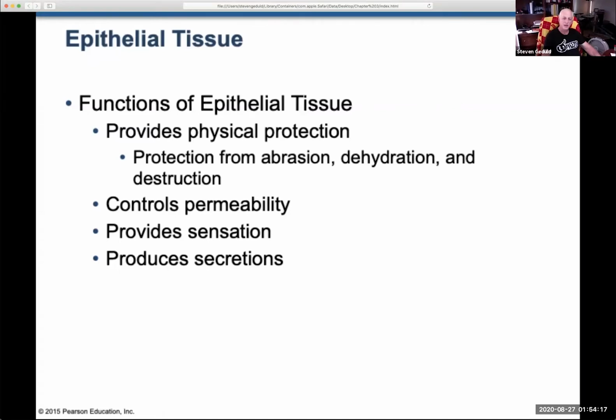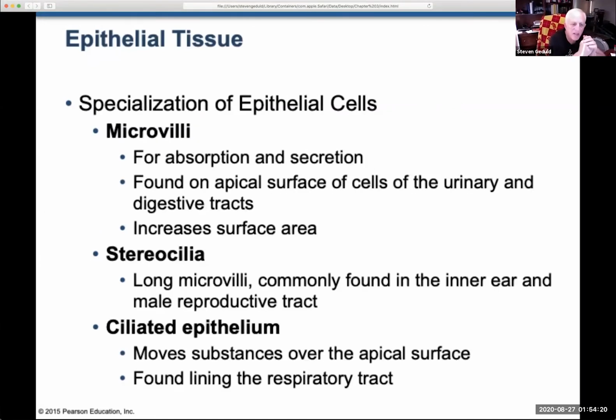Okay. Epithelial cells have microvilli, stereocilia, or ciliated epithelium. The microvilli are very small. They increase the surface area to increase absorption and secretion. Microvilli are always found on the apical surface of cells of the urinary and digestive tract. That's where you absorb, that's where you secrete. Okay, it's always on the apical surface, and they increase surface areas. That's a really good true-false question for a test. Okay, microvilli are found on the apical portions of epithelial cells.